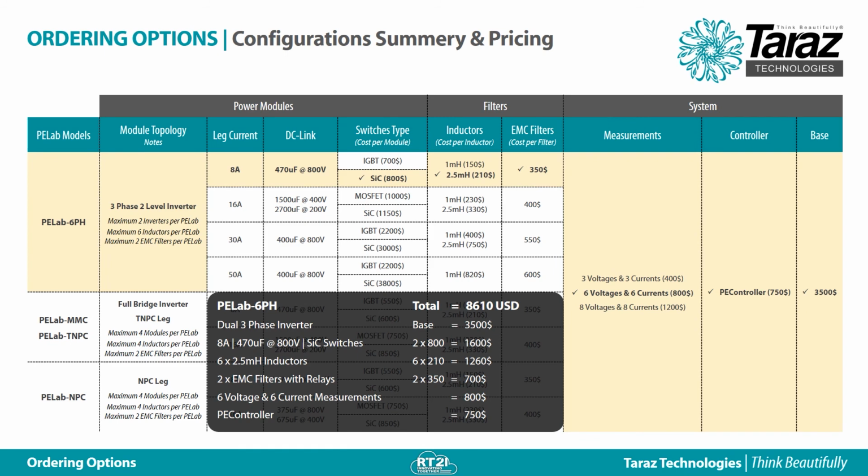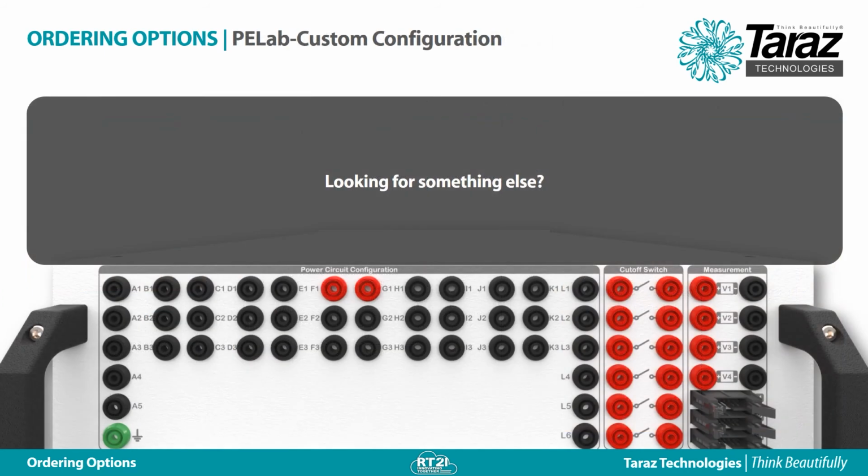Here is an example of a popular configuration: a PELab with dual 3-phase inverters with silicon carbide switches, inductors, EMC filters, and relays. To calculate the cost, you have to multiply the number of power modules by the cost of each module. This also applies to the inductors and EMC filters. As for the measurements, we have 6 legs, so we have to use at least 6 voltage and 6 current sensors. So these are the currently available options. If you need something else, contact us and we will try to find a solution for you.